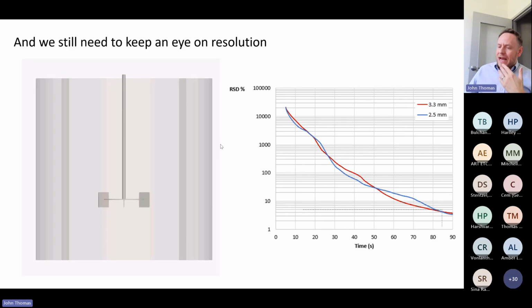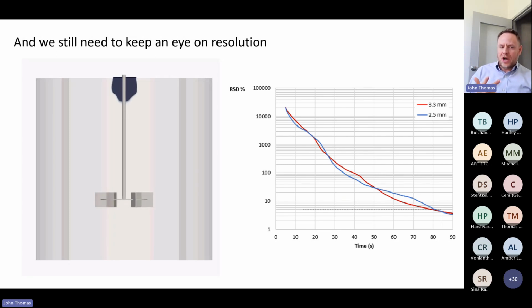Likewise, you need to keep an eye on resolution for physics, as it were. So here is just another blending process, but again, making sure that as my resolution goes up, I'm not getting stark changes in blend time. Again, best practices still apply. Keep an eye on time step. Keep an eye on resolution. Sensitivity studies.